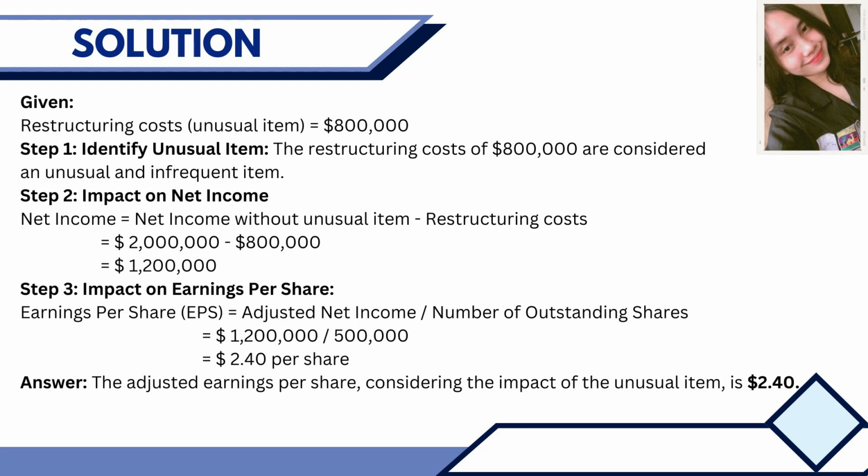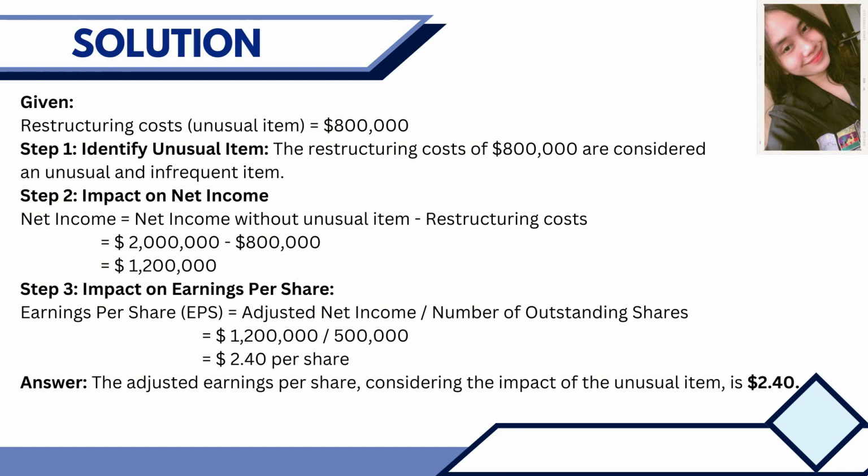Subtract the restructuring costs from the net income to find the adjusted net income. So, $2 million minus $800,000 is equal to $1,200,000. For example, if the net income without the unusual item is $2 million, then therefore, the adjusted net income considering the impact of unusual item is $1,200,000. Step 3. Impact on earnings per share.